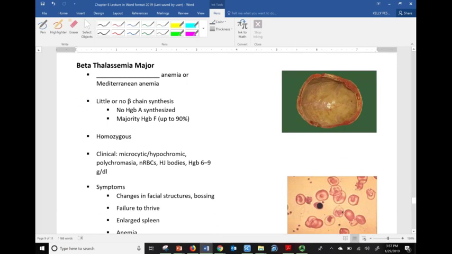All right, next we're going to talk about beta thalassemia, and beta thalassemia major is up first. So just like alpha thalassemia involves alpha genes, beta thalassemia involves the beta genes. So other names for beta thalassemia major are Mediterranean anemia and then Cooley's anemia.